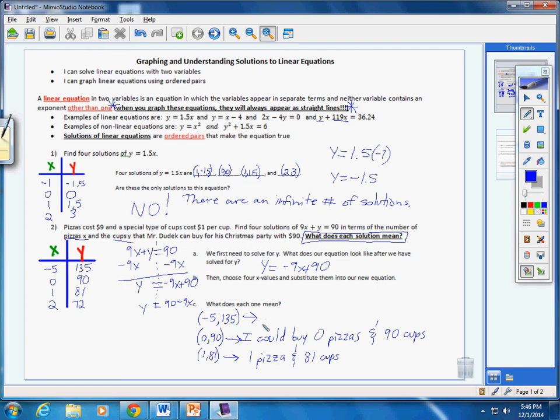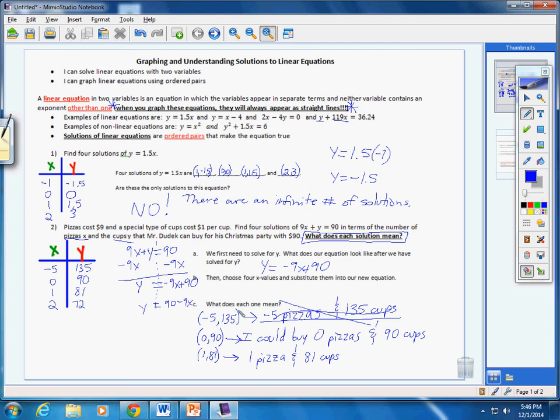Negative 5, 135. Does it make sense to say that I could buy negative 5 pizzas? Does it make practical sense is really what I mean? That I could buy negative 5 pizzas and 135 cups? No, it does not. Now, this is something you need to pay close attention to. So that doesn't make, oops, I was supposed to cross that out. It doesn't make much sense.